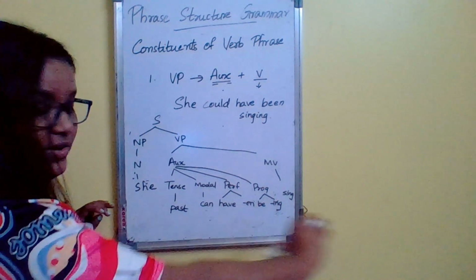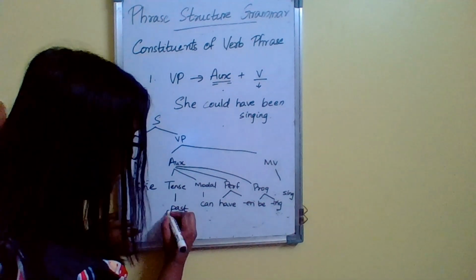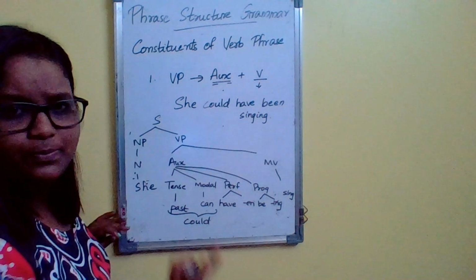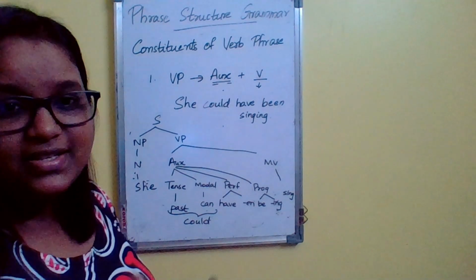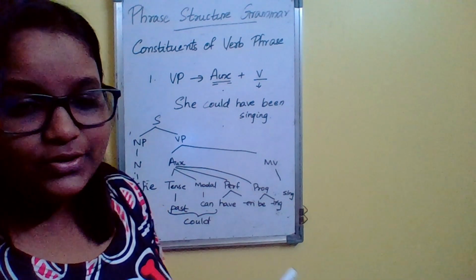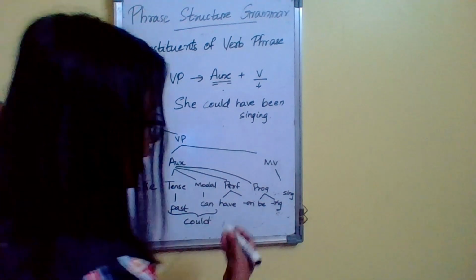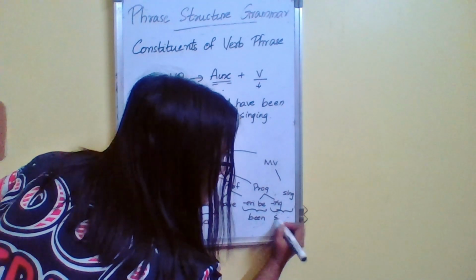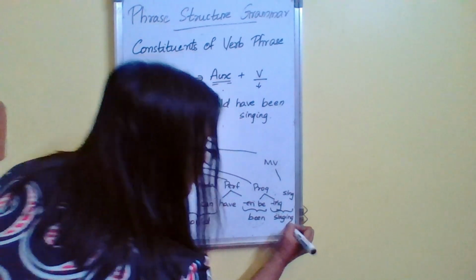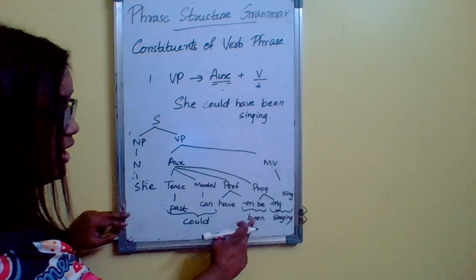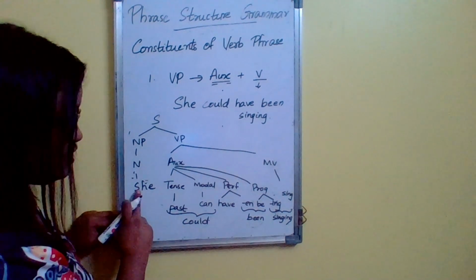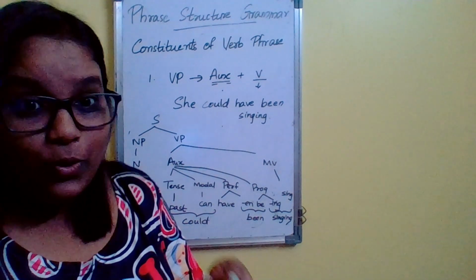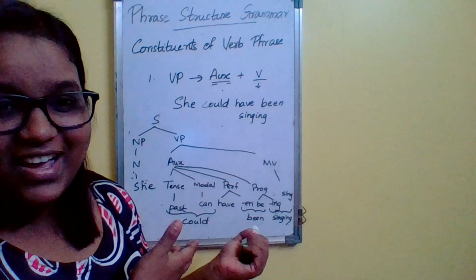Now let's read all this together. She, and then past of can is could. Have, let's just put have as it is. Have doesn't need support from anybody else. And en plus be is been. And ing plus sing is singing. So that becomes she could have been singing. She could have been singing. So I hope you understood how to do this complex analysis.